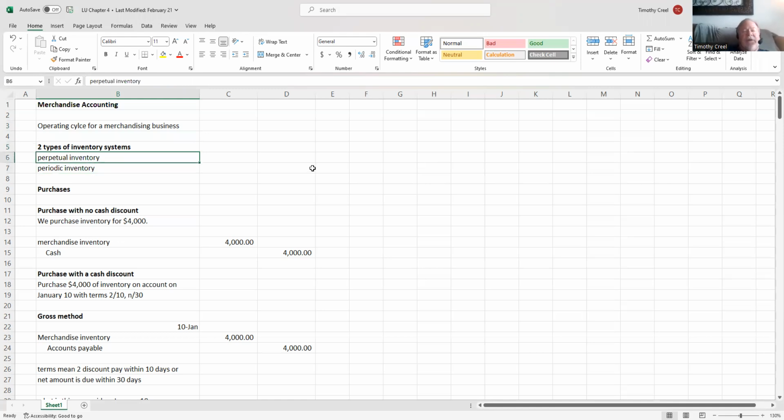Now, a perpetual inventory system is one where records are updated as new items come in, and updated as items are sold. So as new items come in, they're added to inventory. As items are sold, they're taken away from inventory. And it might be instantaneous, or it might be on a daily basis.